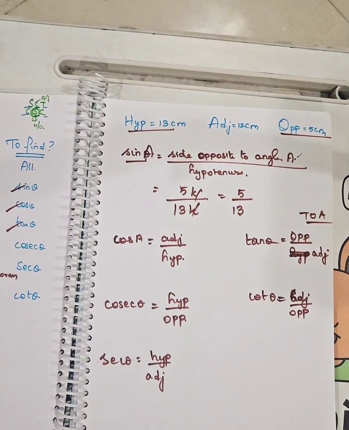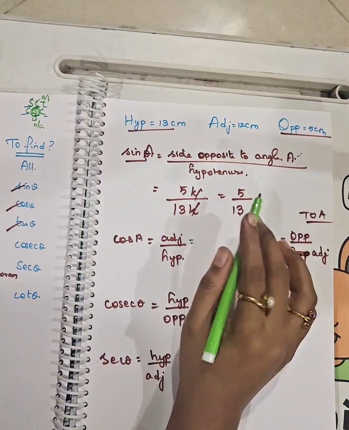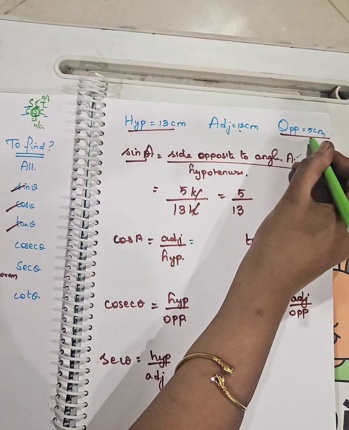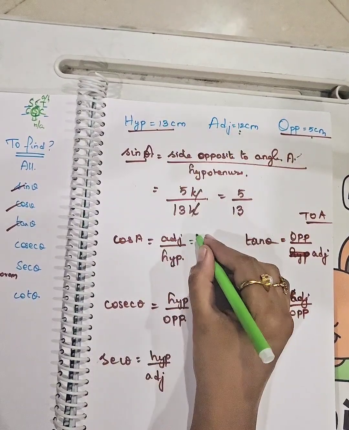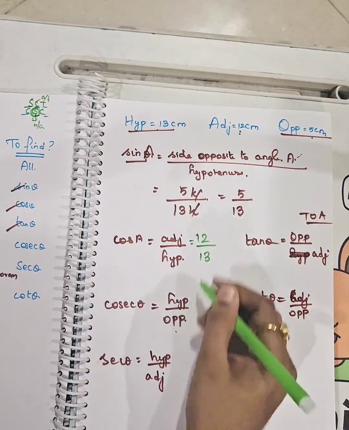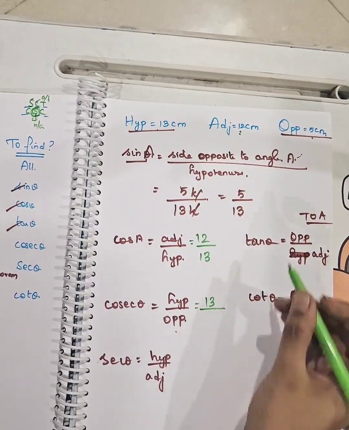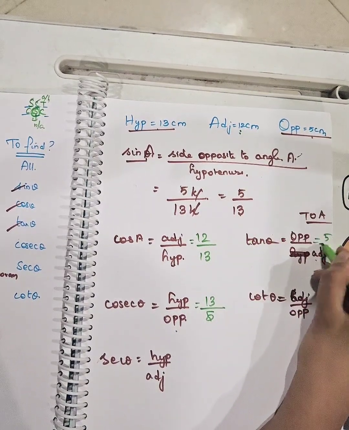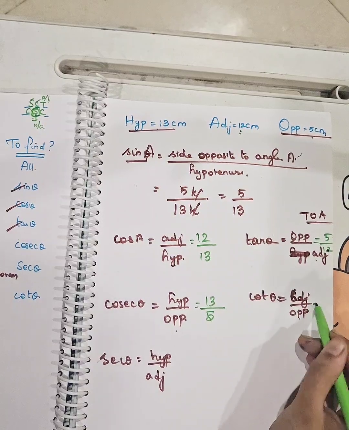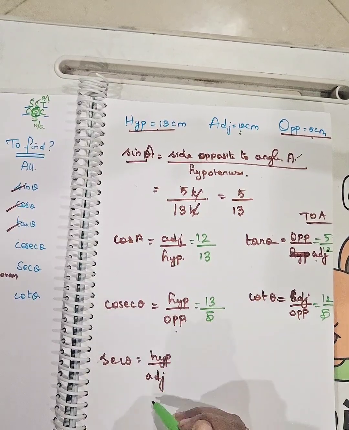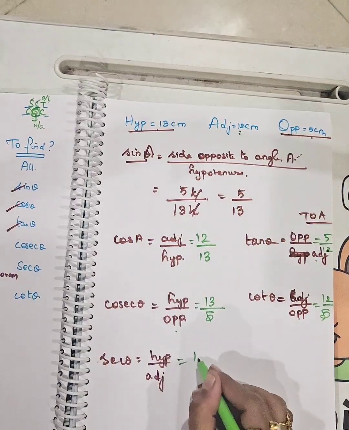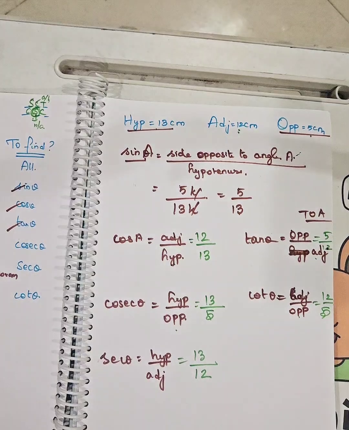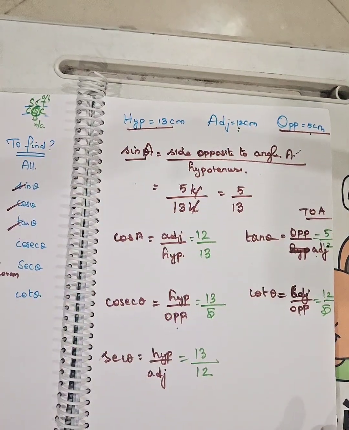Hope you can understand, students. Very simple. Now just apply. Just substitute the values. Cos is adjacent by hypotenuse, 12 by 13. Cosecant is hypotenuse by opposite, 13 by 5. Tan is opposite by adjacent, 5 by 12. Cot is adjacent by opposite, 12 by 5. Secant is hypotenuse by adjacent. Hypotenuse is 13, adjacent is 12. That is all. We have found all 6 trigonometric ratios.